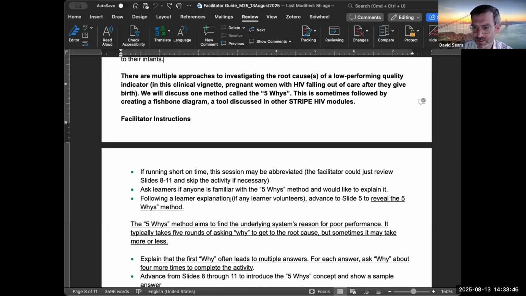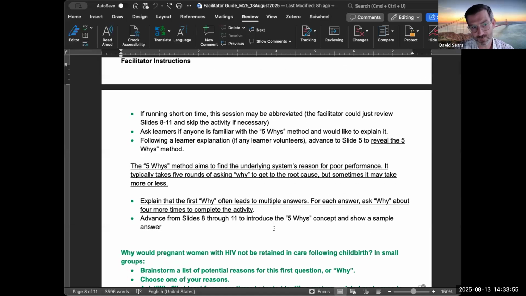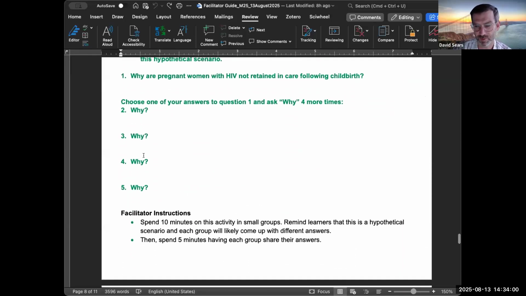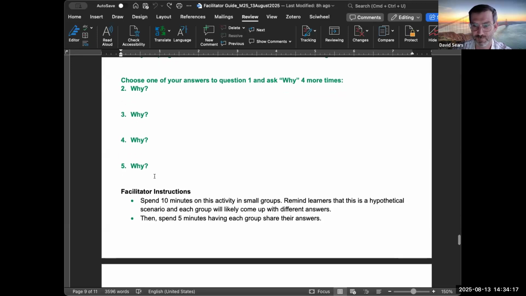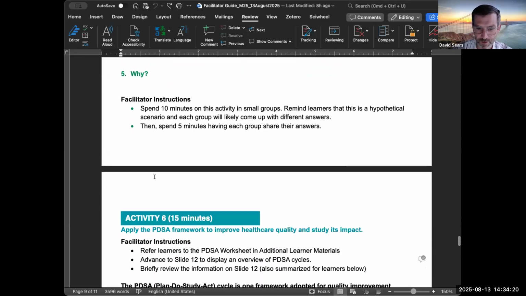So this is a very basic concept to introduce to try to, again, identify why a certain quality indicator may be lacking. And so we introduce the 5 whys. There are a few slides with that. We give learners a worksheet that looks similar to this, where they can, in small groups, come up with a hypothetical reason and then ask why and why. Again, this is a hypothetical reason to try to come to root causes. We do say for facilitators, if there's an area that learners are already working on, we can adopt that. And if not, we can use the 5 whys from this clinical vignette.